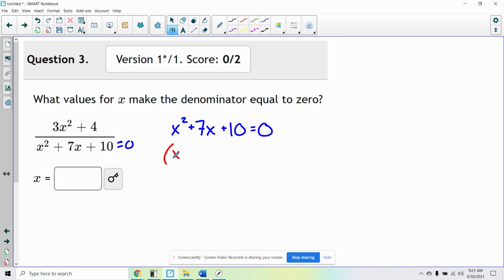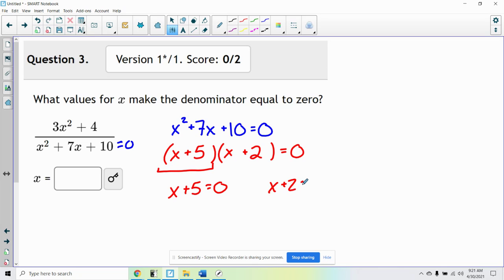So I get x plus 5 and x plus 2. So I'm going to set each factor equal to 0. So I get x plus 5 equals 0, and x plus 2 equals 0. Solving this, I get x equals negative 5. Solving this, I get x equals negative 2. So there's my answer: x equals negative 2, negative 5.